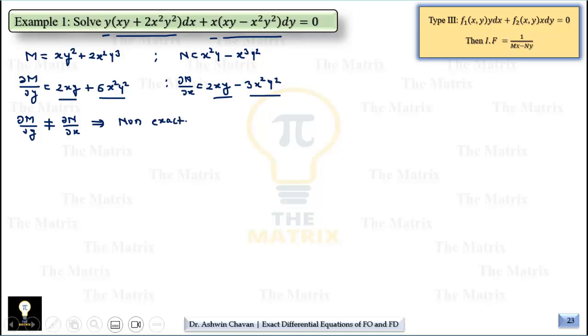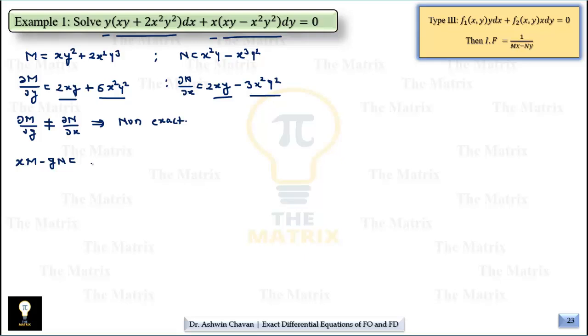Now the question is how to make it exact. We know that if we multiply the given differential equation by some factor, then it will be exact. So we are in the third type, and we need to find that factor. Before that, we have to check x into M minus y into N. This should not be 0.